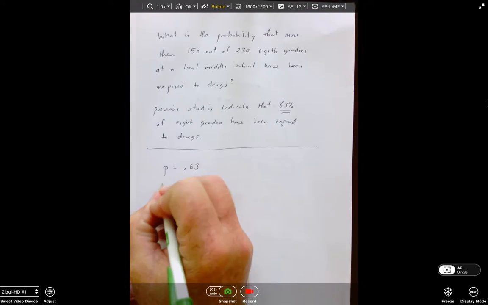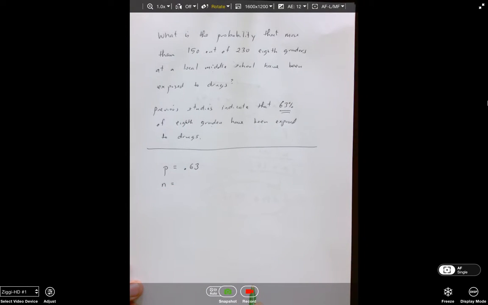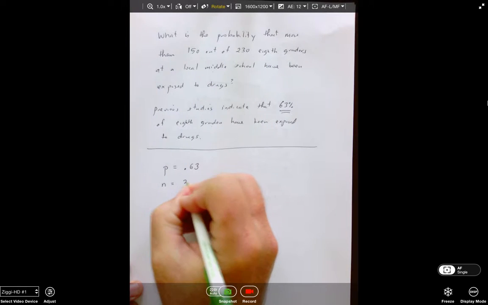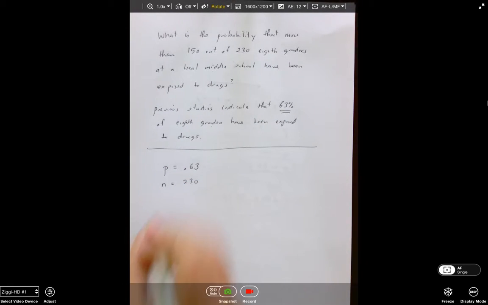The next thing we want is N. Well, what total number of trials? Well, they chose people one by one all the way up to 230. And then X, in this case, the success.